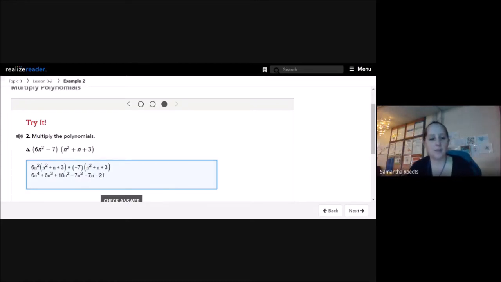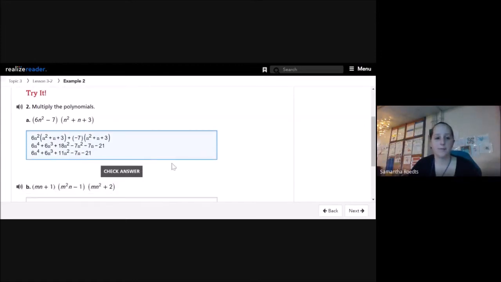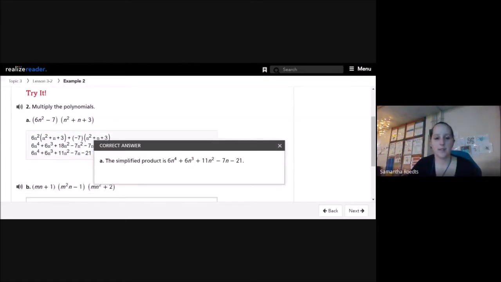Okay, I'm going to add my like terms together. So I have 6n to the 4th plus 6n cubed. 18n squared minus 7n squared is 11, plus 11n squared. And then minus 7n minus 21. 6n to the 4th plus 6n cubed plus 11n squared minus 7n minus 21.